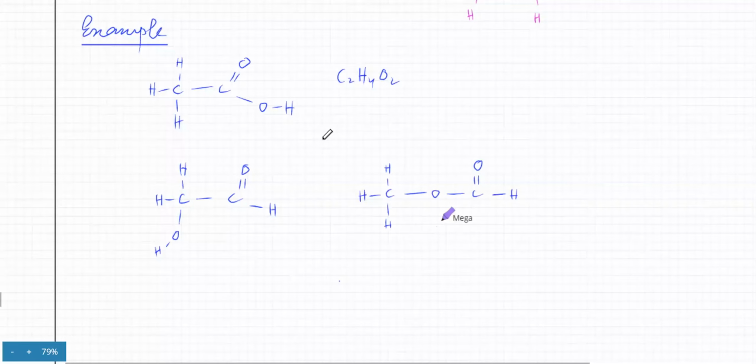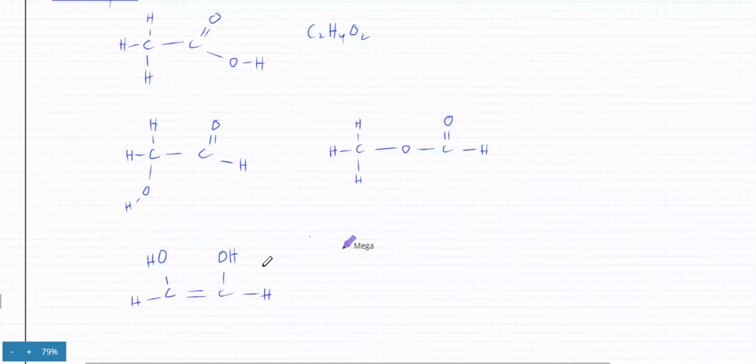What I can do is there's a double bond over here. I can put the double bond between the two carbon atoms. I can change the position of the double bonds. And that way, this would be OH, this would be OH, and this would be H and H. So that's again an isomer. There's nothing wrong with the structure, and it's still C2H4O2.